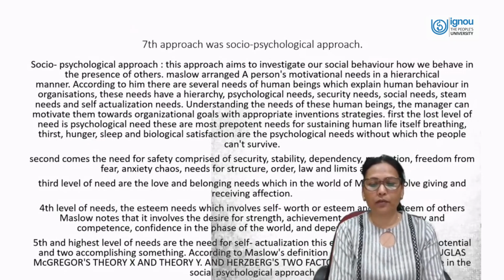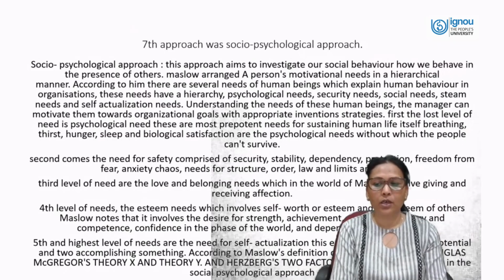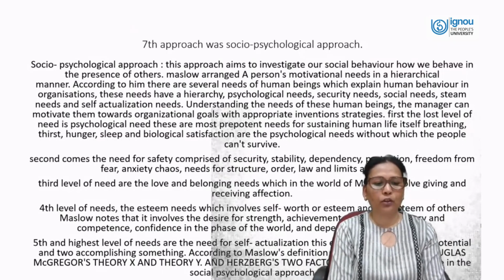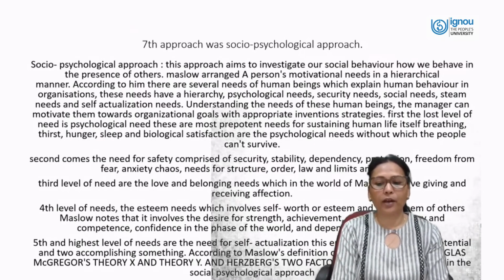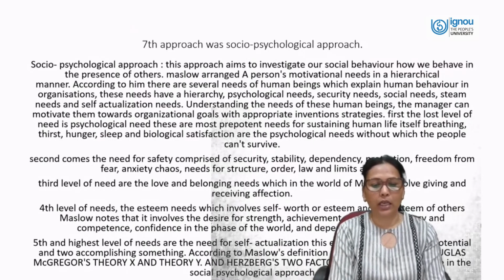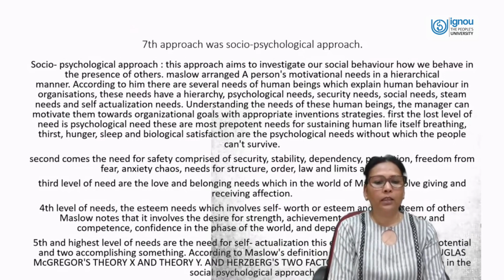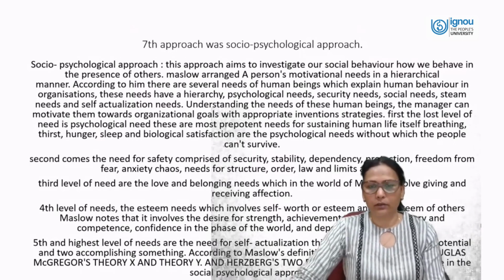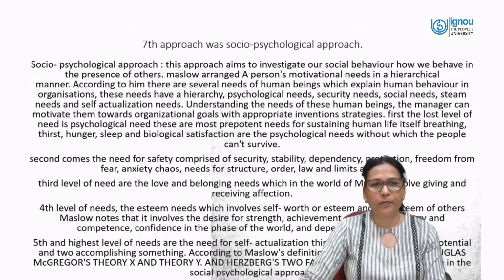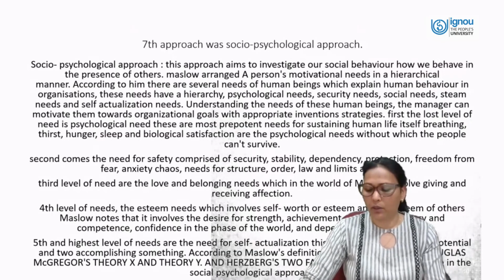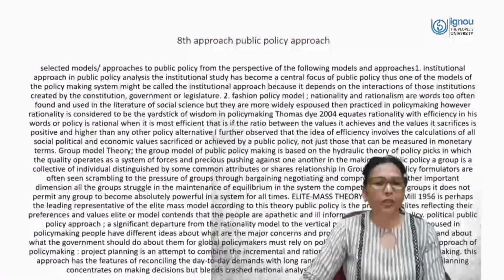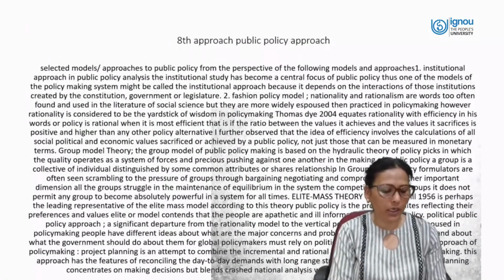According to Maslow's definition of self-actualization, Douglas McGregor's theory X and theory Y, and Herzberg's two-factor theory were also there in the social psychological approach. That was the seventh approach in the BPSC 131.